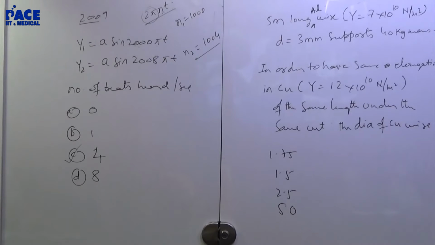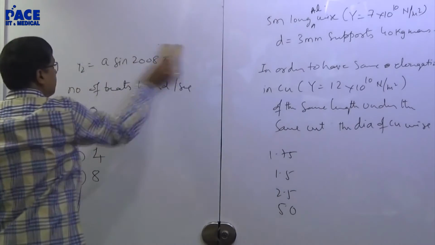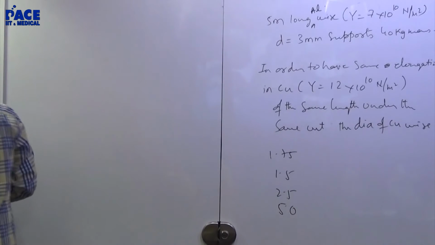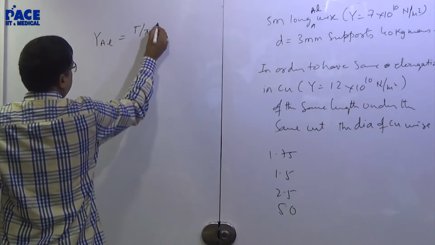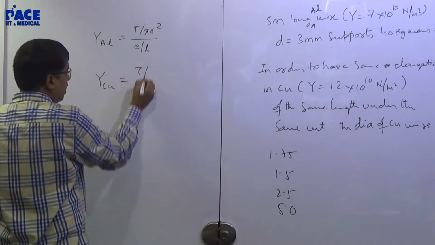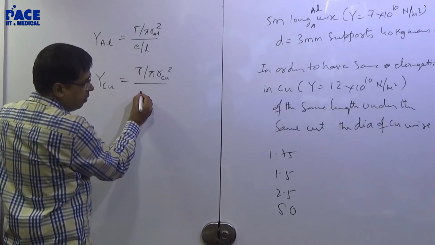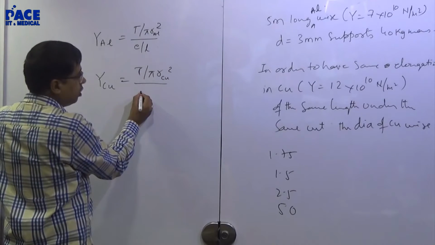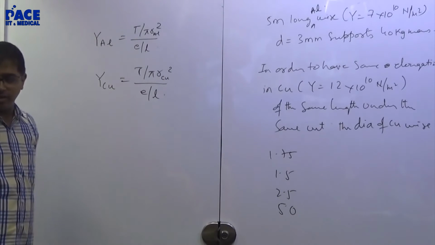I told you, if you don't know the answer, mark C as the option. But here, you don't know which answer. Y is equal to T by A, the same load. Y of aluminium is equal to T by pi r square divided by E by L. Now he says Y of copper for the same load, for the same length under the same weight. In order to have the same elongation, E by L should be the same for both. Divide both the equations, you get the answer.